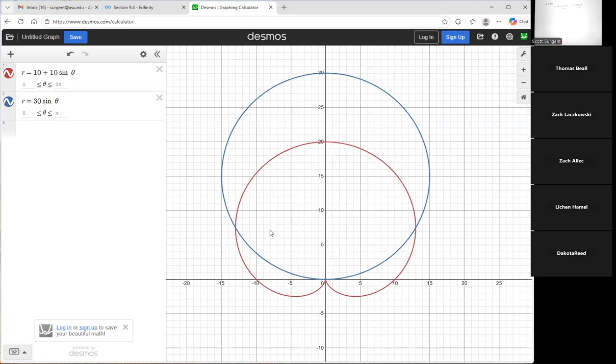All right, so we want it inside the circle, but outside the cardioid. So we want this moon-shaped region up top, the part that's between the 20 and the 30. That gives us a clearer picture of what we're looking for here.